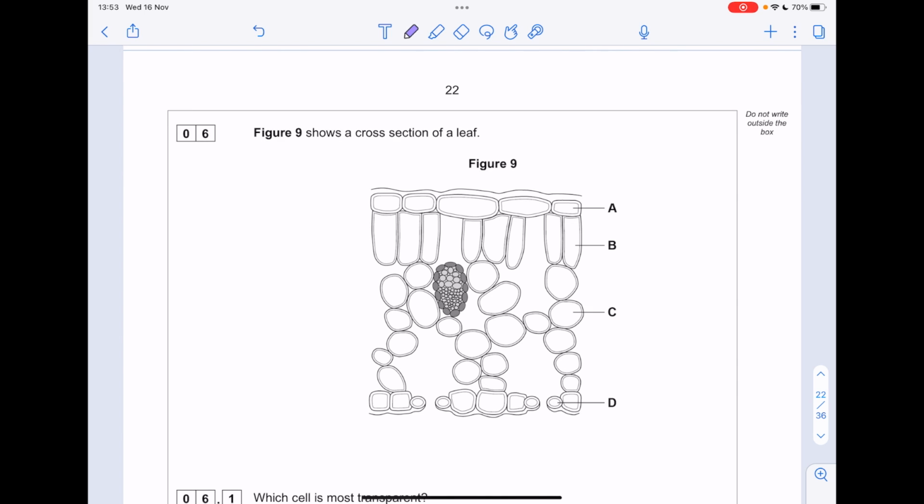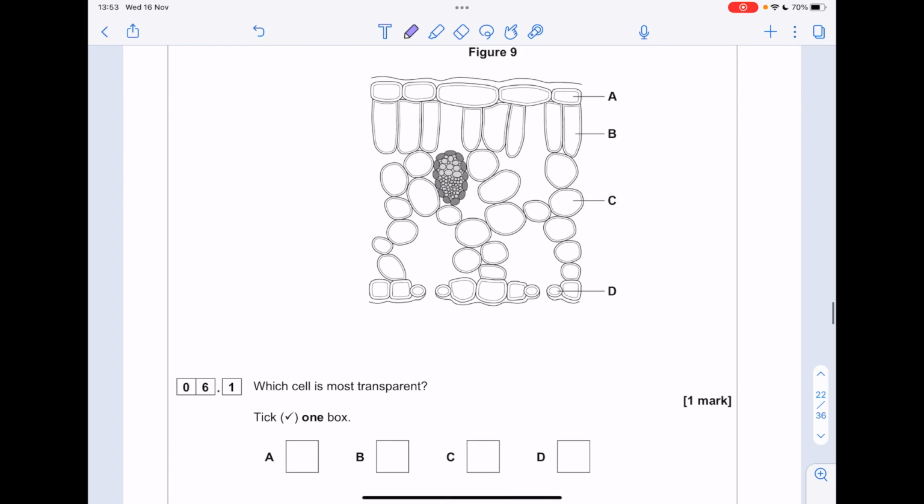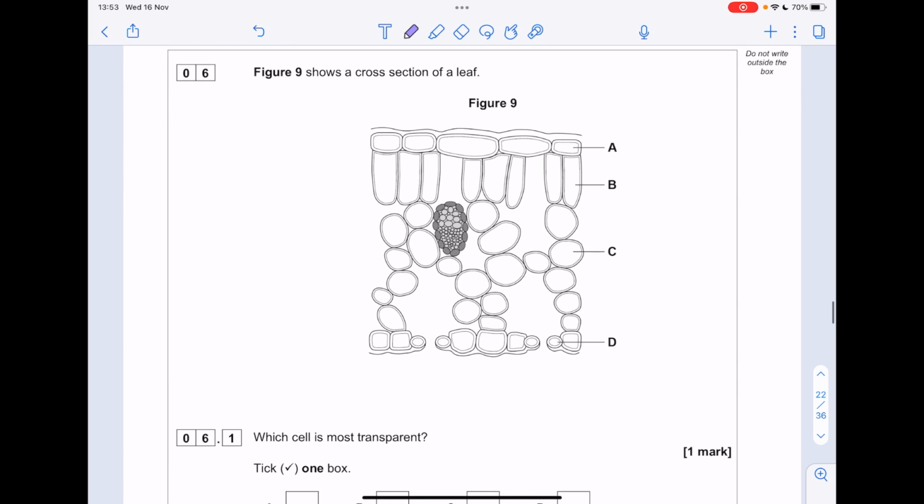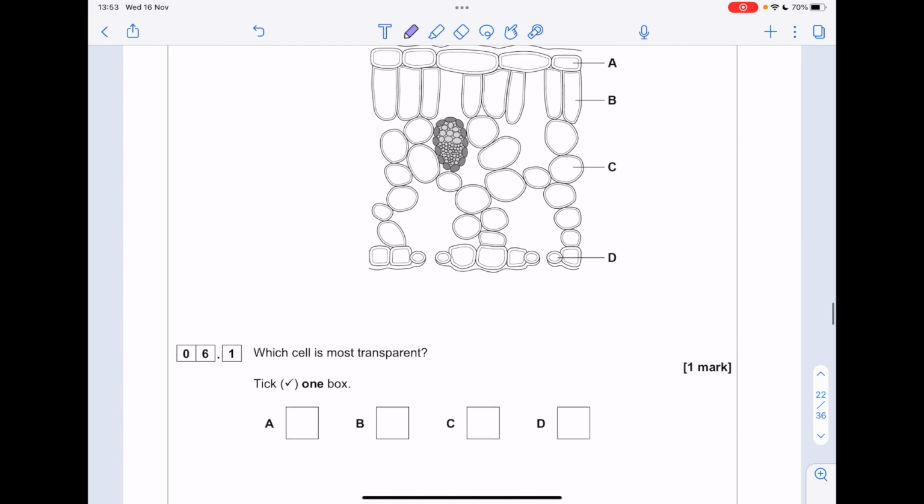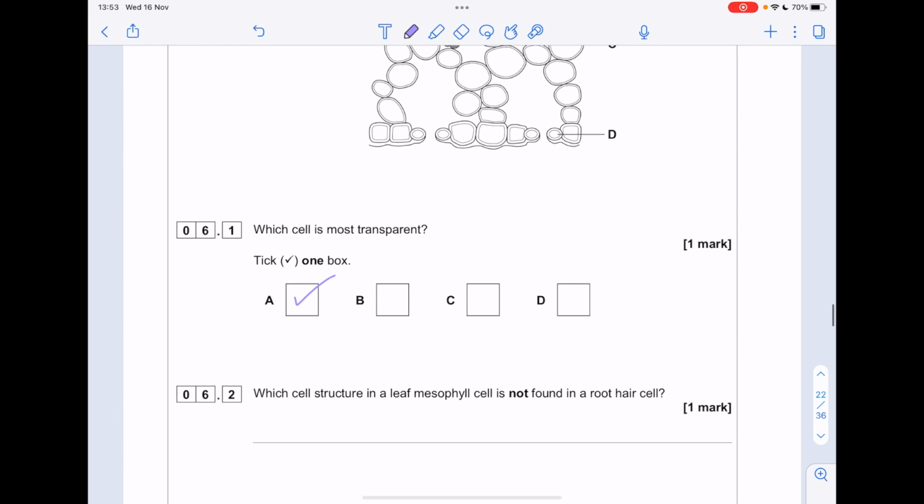Figure 9 shows a cross-section of a leaf. Which cell is most transparent? So this is the waxy cuticle up here. Then you have the upper epidermis, which is transparent to allow light to reach the palisade layer down here. So that's why it's A.